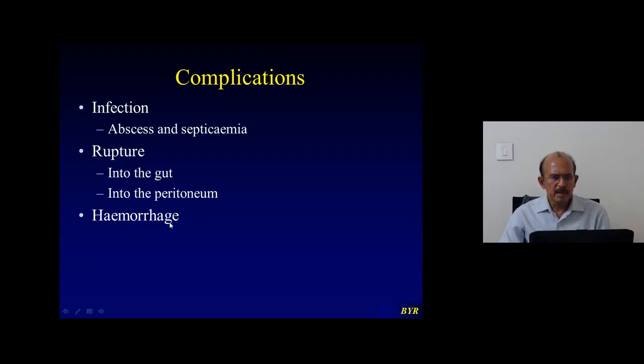Sometimes there may be hemorrhage from the surrounding blood vessels. Already we have seen 2 blood vessels can cause hemorrhage in acute pancreatitis. What are those 2 vessels which cause bleeding?